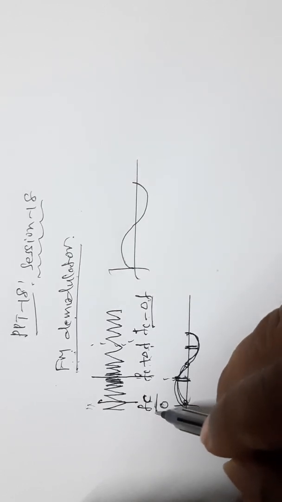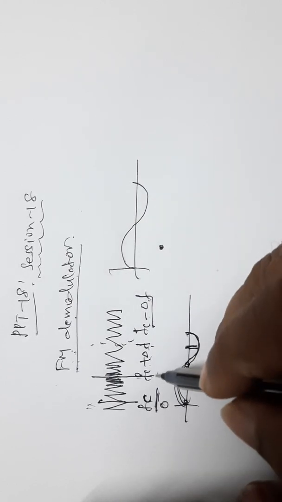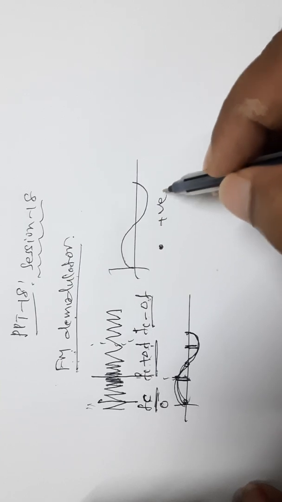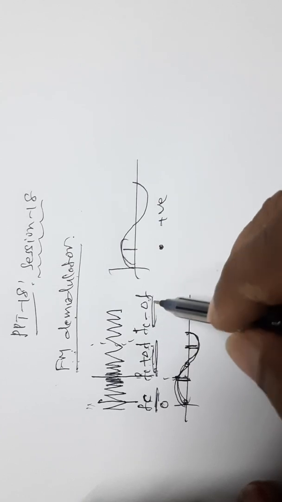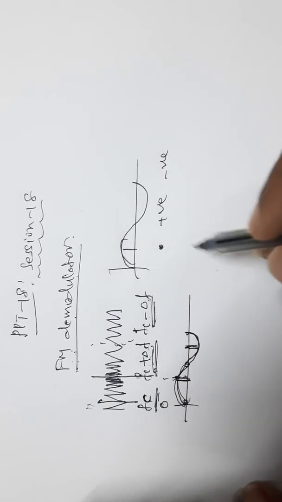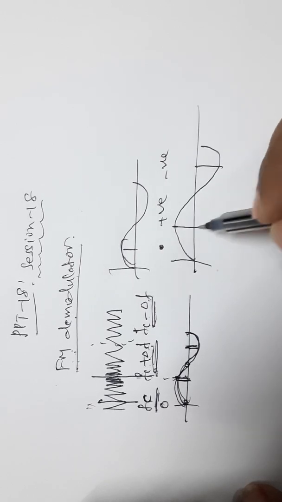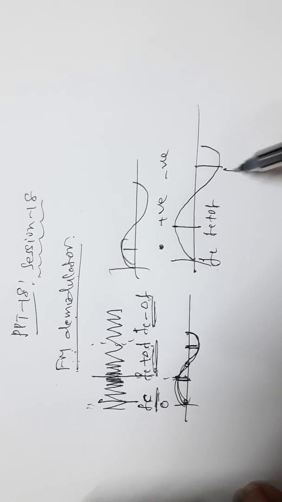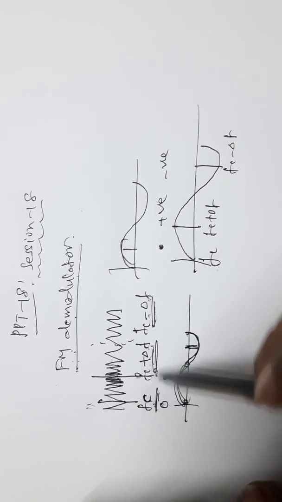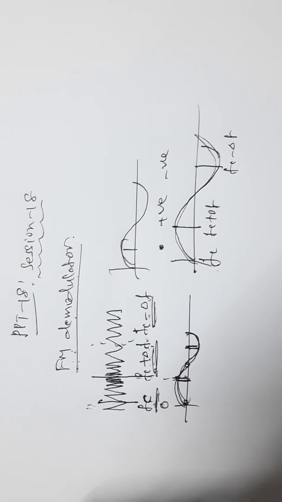That is, at the frequency Fc you should get zero amplitude of the modulating signal. For this frequency you get a positive amplitude of the signal. For this you should get a negative amplitude of the modulating signal. So this corresponds to Fc, this corresponds to Fc plus delta F, and this corresponds to Fc minus delta F. Thus this change in frequency is obtained as amplitude variations. This is our demodulation.